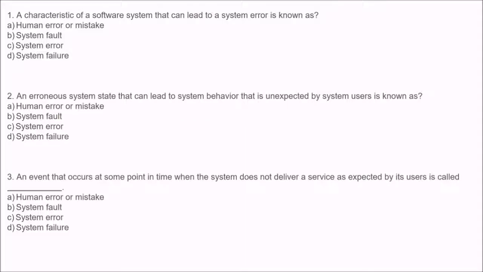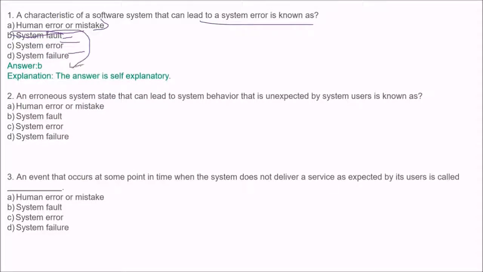aspects of software engineering. First, a characteristic of a software system that can lead to a system error is known as either human error or mistake, system fault, system error, or system failure. The answer is B, system fault. The answer is self-explanatory.